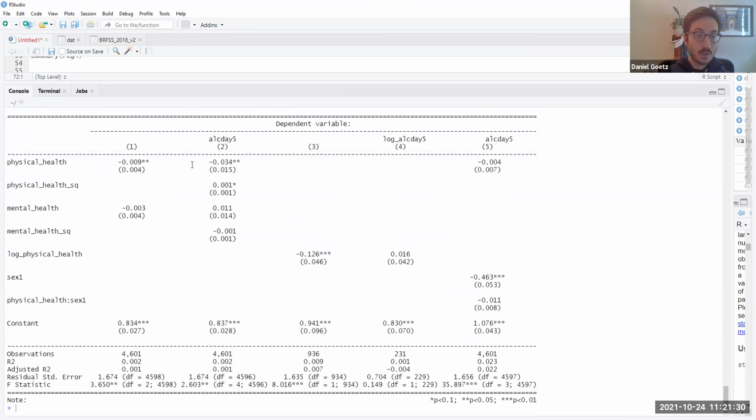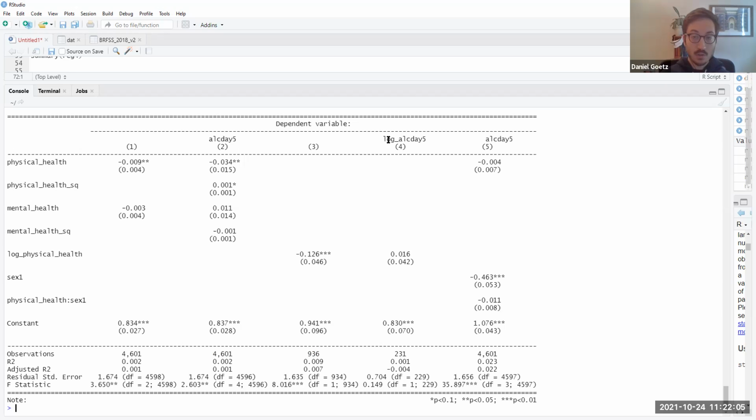Okay, so our first regression, our simplest one, was this one with just physical health and mental health. That was our basic multivariate regression. Our second regression introduced the quadratic terms, so the square terms, where we saw it was positive for physical health. And then our third regression did this kind of log transformation. And notice we dropped all these observations where physical health was equal to 0. So we went from 4,600 down to 936.